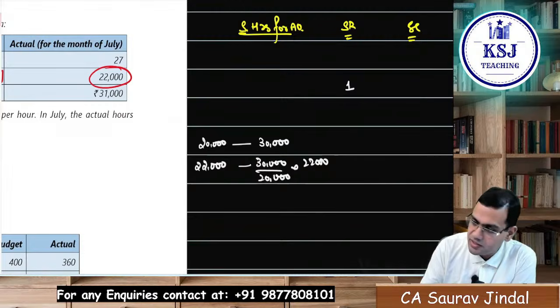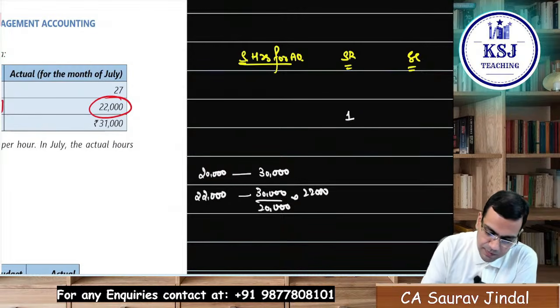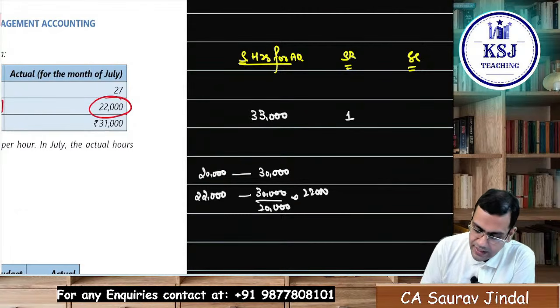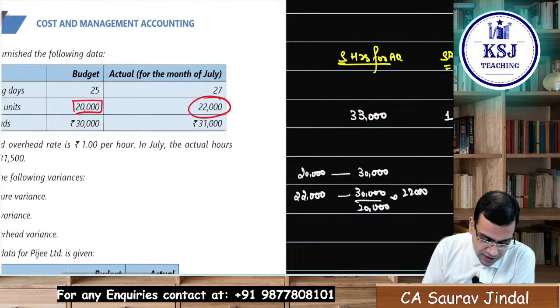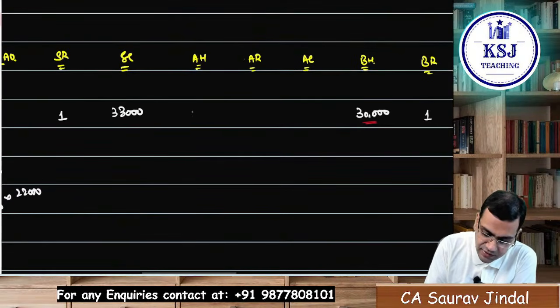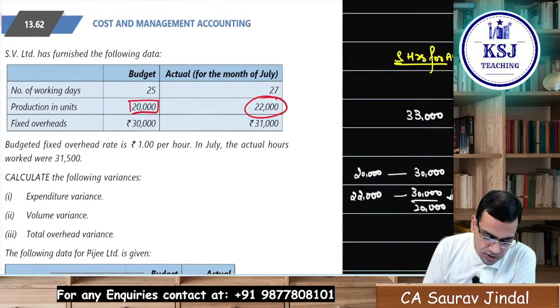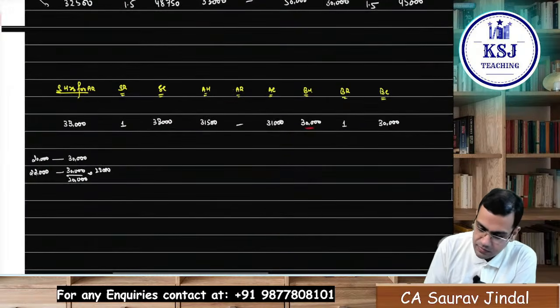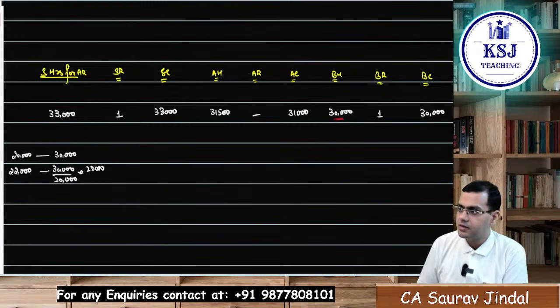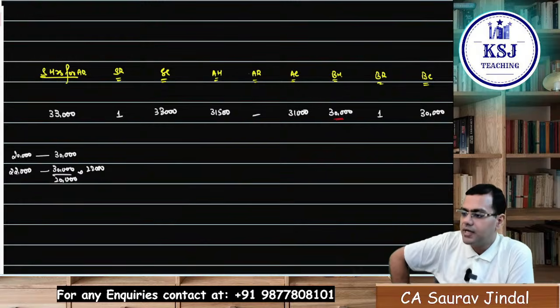That is 33,000. Right? So what is the standard cost? 33,000. Actual hours is given to you, that is 31,500. And the actual cost is also given to you, that is 31,000. That's it. So the table is over. This is the table for question number 10.